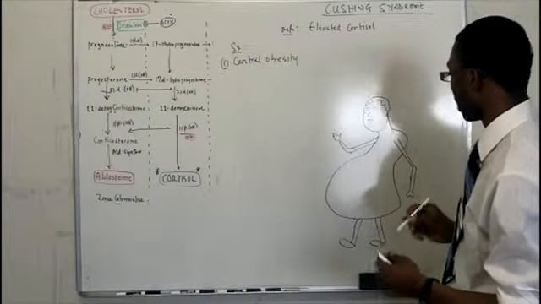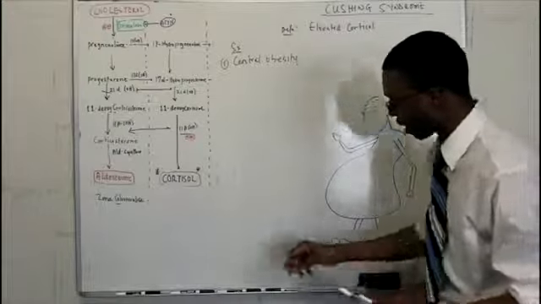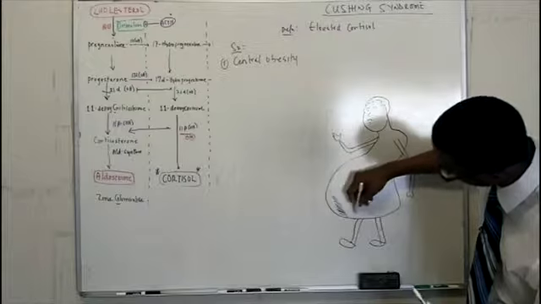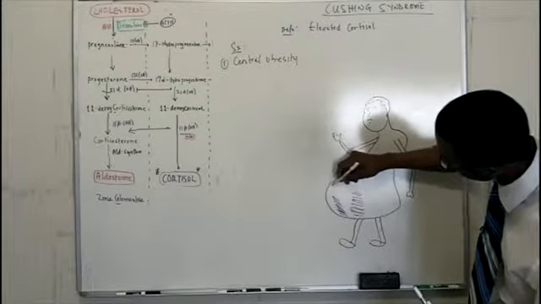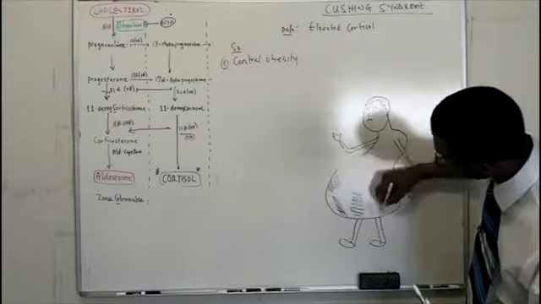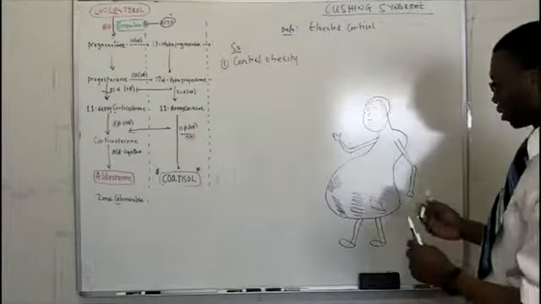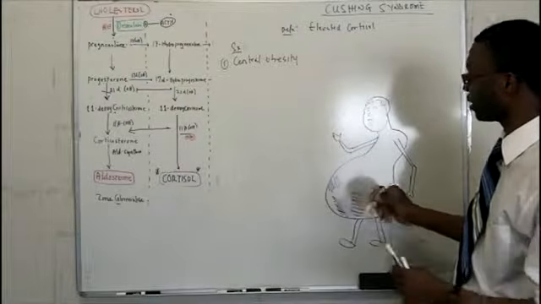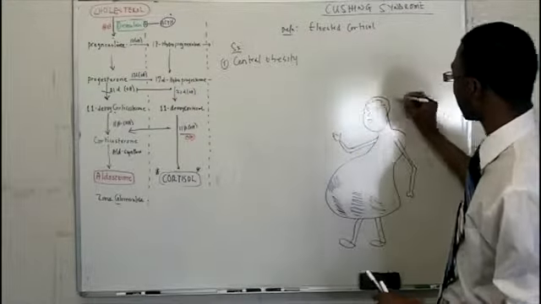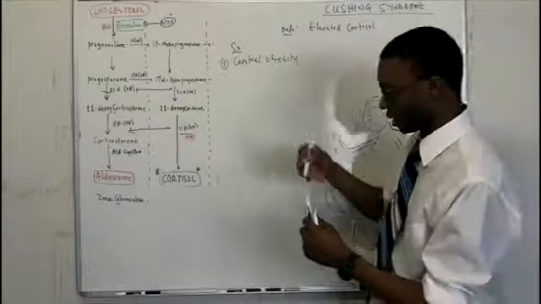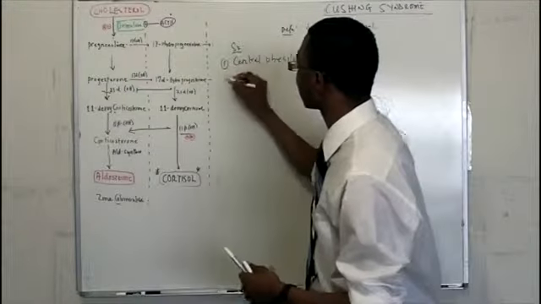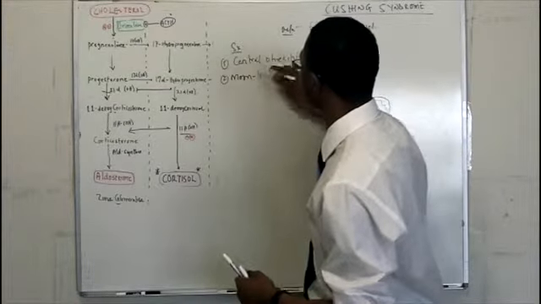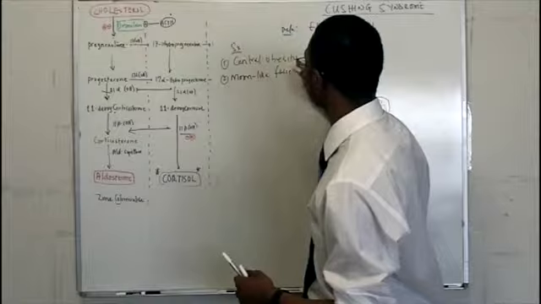There you go. Now, you're gonna have some little purple striae on their stomach. There you go. So they're gonna have central obesity. That's central obesity. They're gonna have a moon face. See how moon-like I drew the head? They're gonna have moon-like faces. Okay?